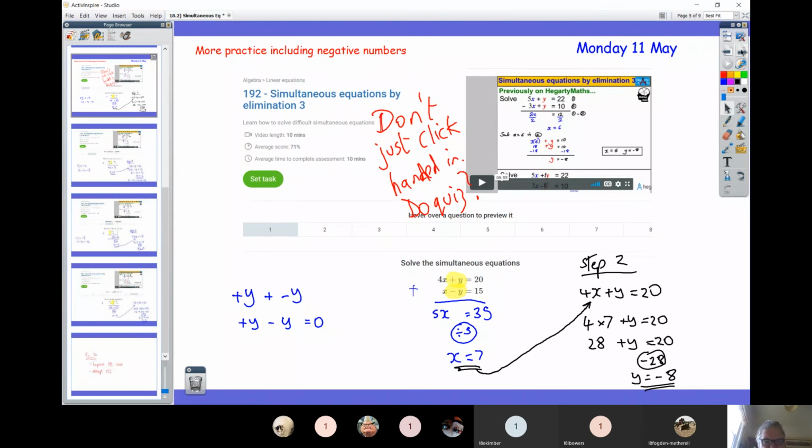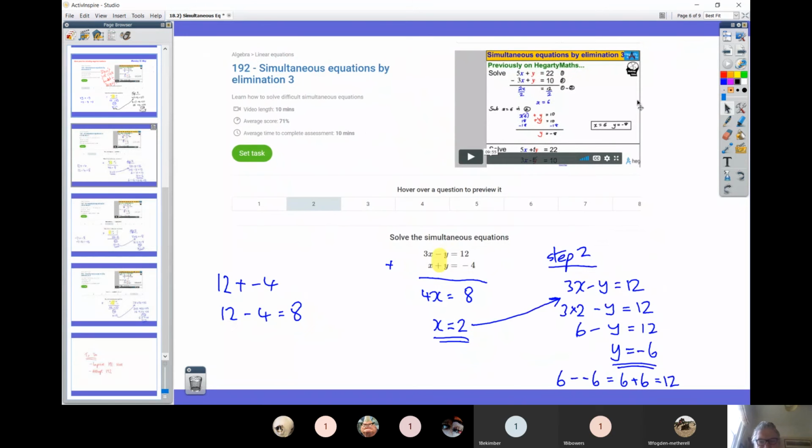Right, let's go and practice a different one. Okay, so here we've got a similar one. 3x minus y equals this, x plus y equals this. We're focusing on the y's again, but it's a single y. The signs are different, so we're going to add the equations together again. 3x add x is 4x. Now be careful here. 12 added together with minus 4. When you add a minus, that is an overall minus. So 12 minus 4 is plus 8. So 4x equals 8. Divide both sides by 4, we get x equaling 2.